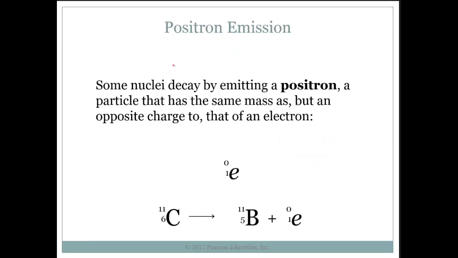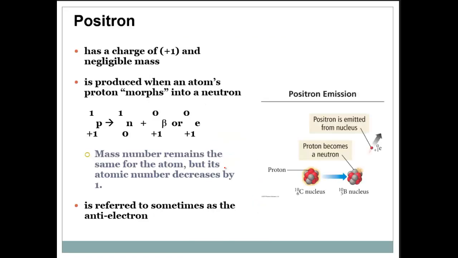Some nuclei decay by emitting a positron, a particle that has the same mass as, but an opposite charge of, an electron. So notice here, instead of having a negative 1 down here, it has a positive 1. A positron has a charge of positive 1 and a negligible mass.